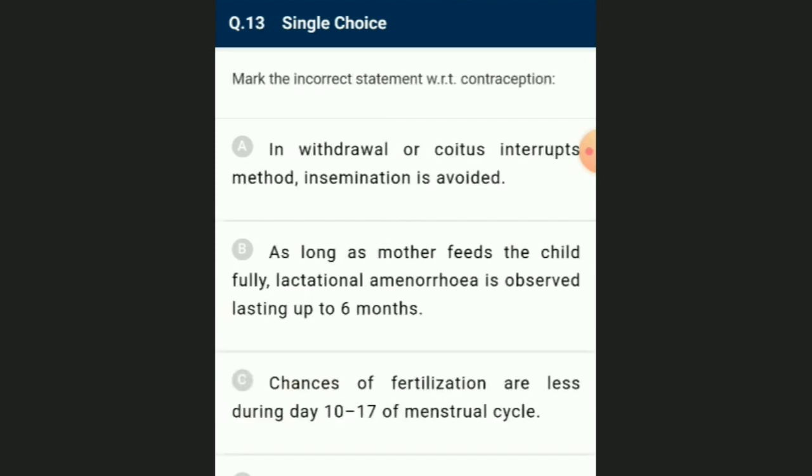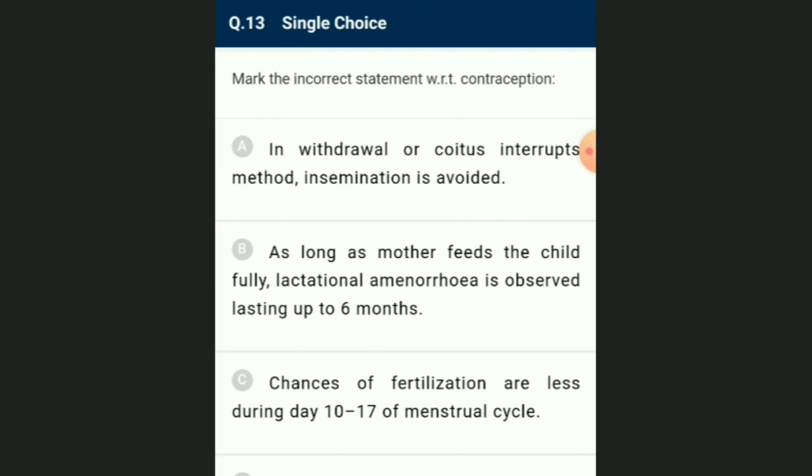Question number 13. Mark the incorrect statement regarding contraception. Rhythm method is a natural method of contraception in which couples avoid intercourse from day 10 to 17 of the menstrual cycle because ovulation can occur during this phase. Hence, the chances of fertilization are quite high.